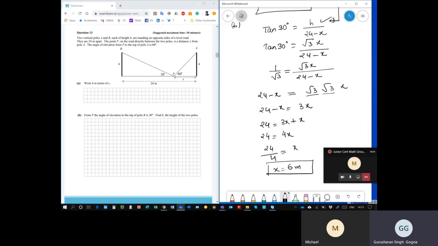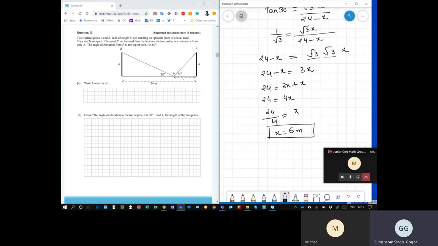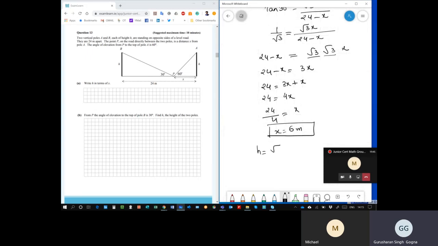But they did not ask for x, they asked for h. But now you can easily find out because h is root 3 times x. So x is 6, so the answer is 6 root 3, which is the height of the pole, of the two poles, because they are the same height.